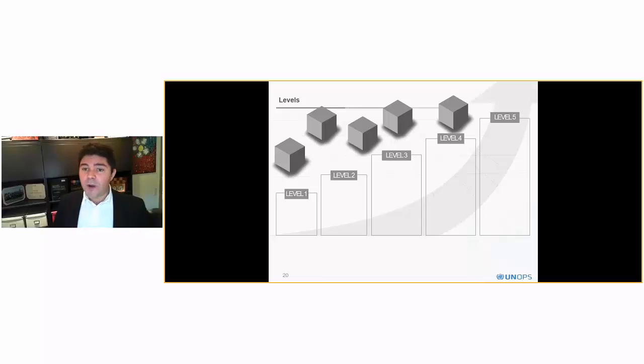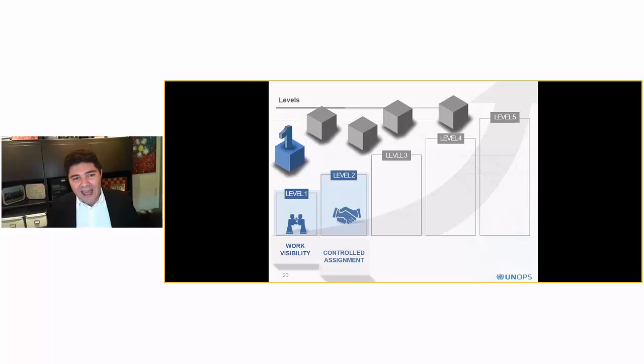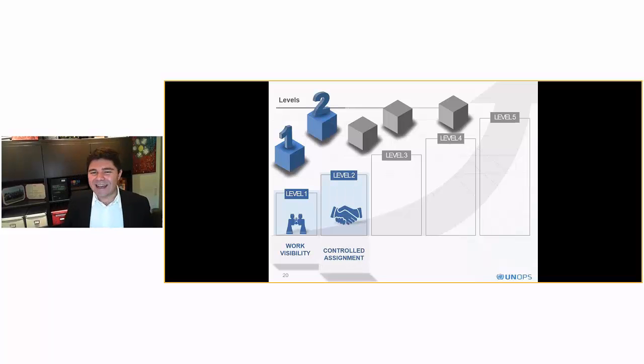Levels. Really, really important how the model works. The model works with different levels. And you can see here that we have 5 different levels. Those 5 different levels, they are divided and they have their main title. So level number 1 is work visibility. When you go to level number 2 is controlled assignment.